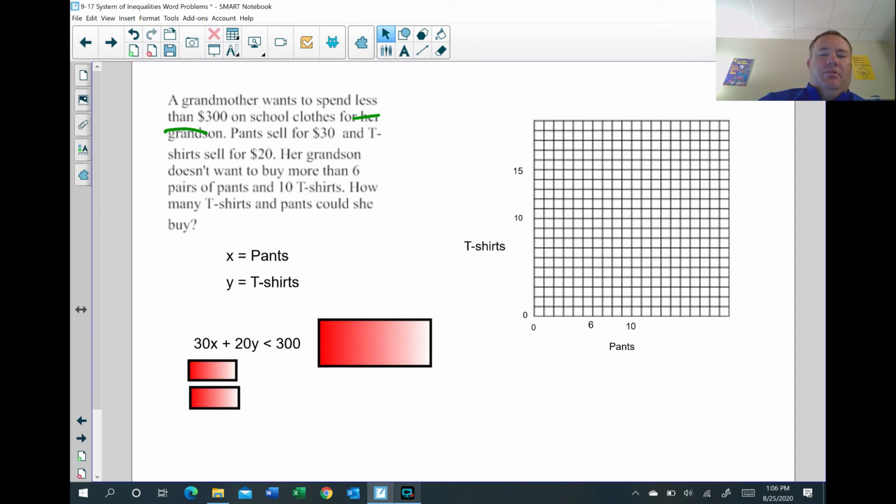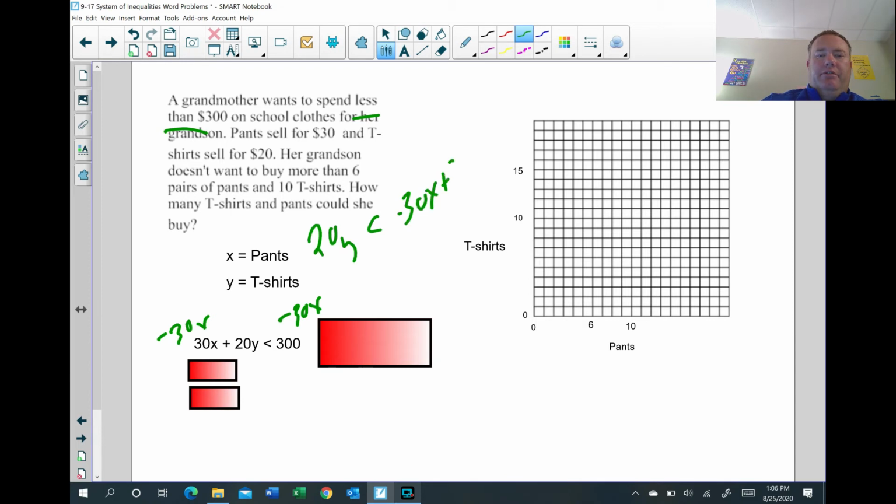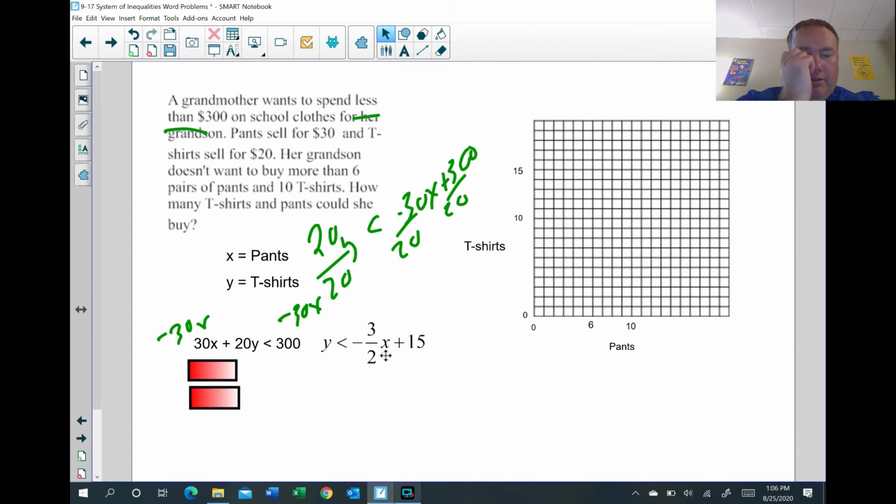Now, with that in mind, we still have to put that in order. So you're going to first add negative 30x to both sides. All right, so you're going to get 20y is less than negative 30x plus 300, and divide everything by 20. From there, you should end up with something that looks like this. Y is less than negative 3 over 2x plus 15. So if you're graphing that, you're going to start at y-intercept of 15, down 3 to the right 2, down 3 to the right 2 for your slope.